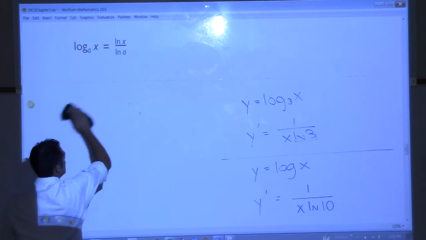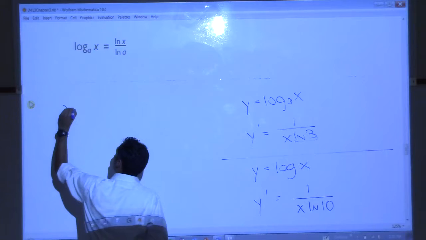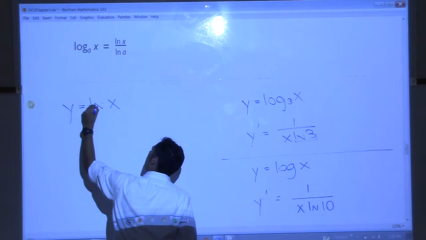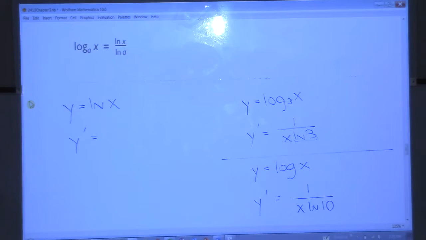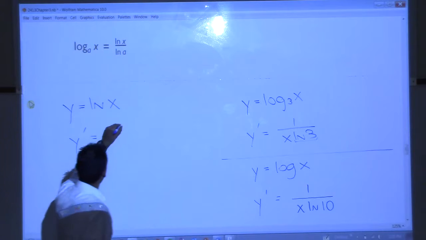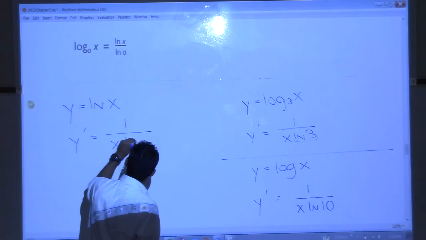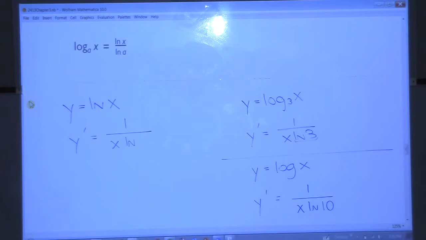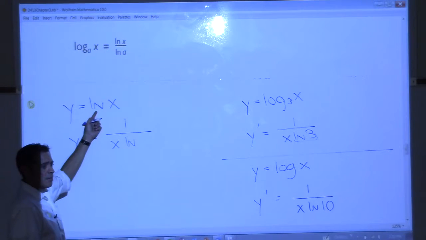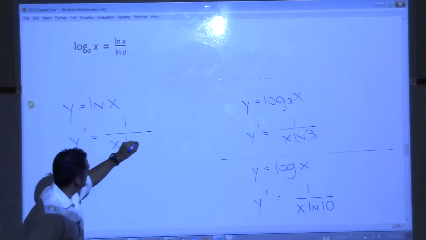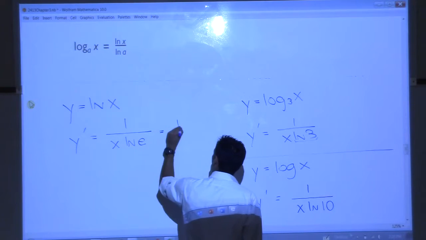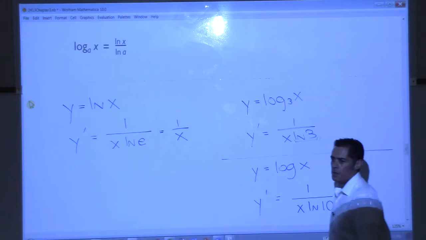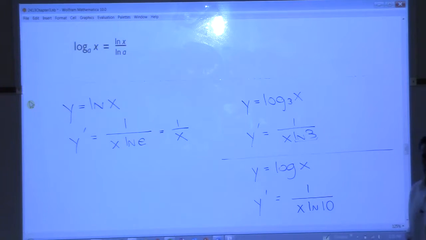I'll erase this. Next example, and the important example. What's the derivative of the natural log of x? It's 1 over x natural log of e, right? Because what's the base of the natural log function? It's e, right? Even though it's not written. So I put in the formula natural log e, but what's natural log of e? It's 1. So this is really just what? 1 over x. The derivative of the natural log of x is 1 over x.